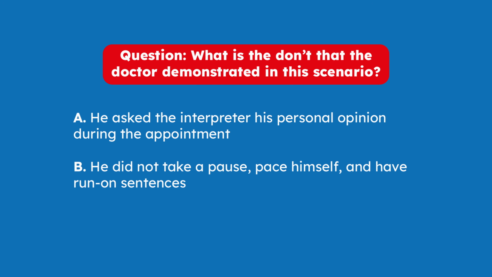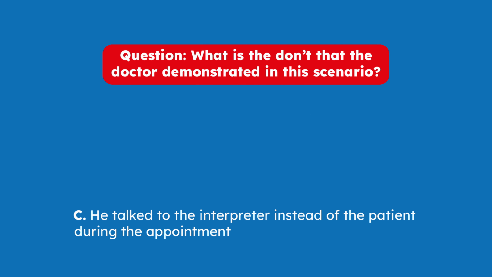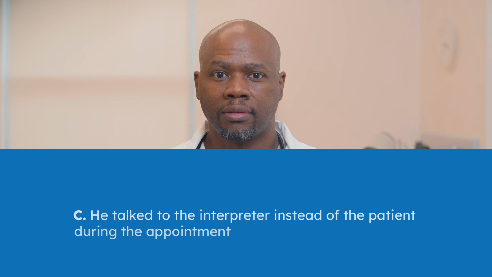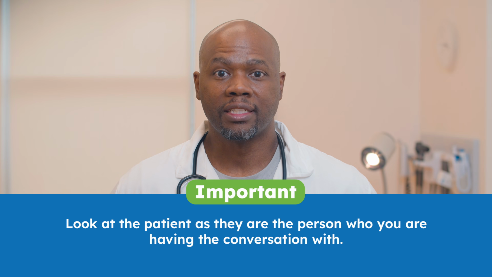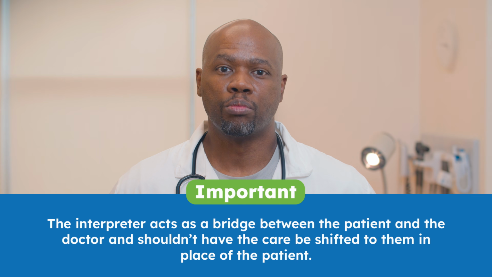B, he did not take a pause, pace himself, and had run-on sentences. C, he talked to the interpreter instead of the patient during the appointment. The answer is C. The doctor looked at the interpreter while speaking instead of the patient. It's important to look at the patient as they are the person who you are having the conversation with. The interpreter acts as a bridge between the patient, and the doctor shouldn't have the care be shifted to them in place of the patient.